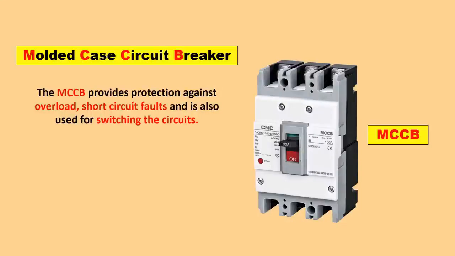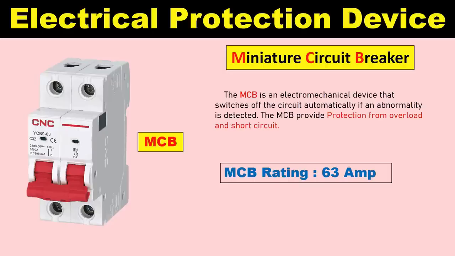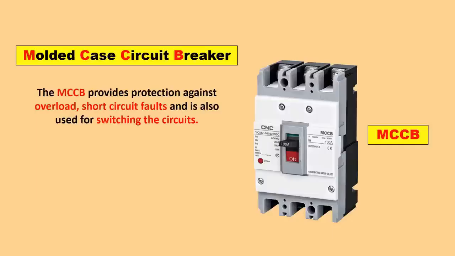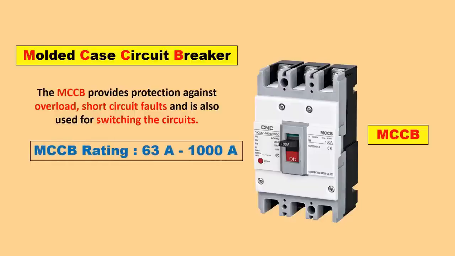Now if you want a protection device of even higher rating, then in this condition you have to buy a MCCB. MCCB also provides protection from overload and short circuit. It means you can say that the protection provided by a MCB can also be provided by a MCCB. You can find a MCCB of even 1000 ampere rating in the market, and right now there are lots of companies which are manufacturing MCCB of more than 1000 ampere.